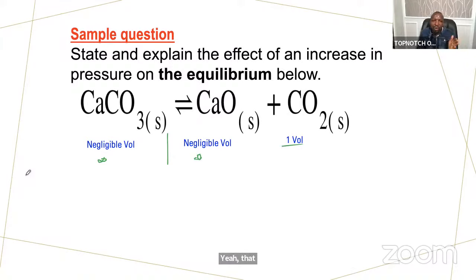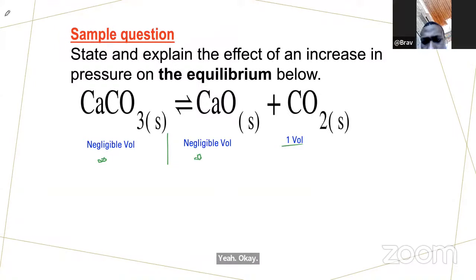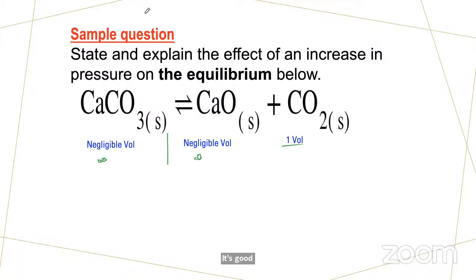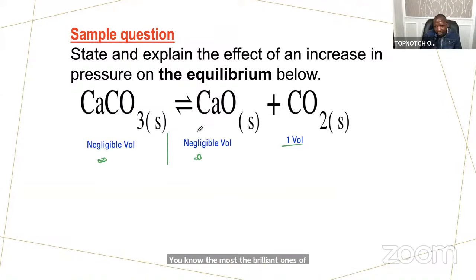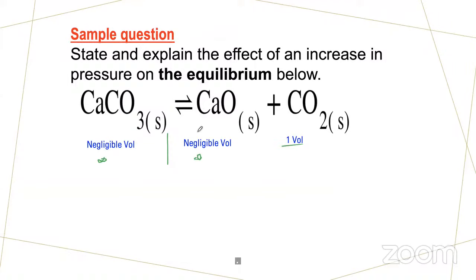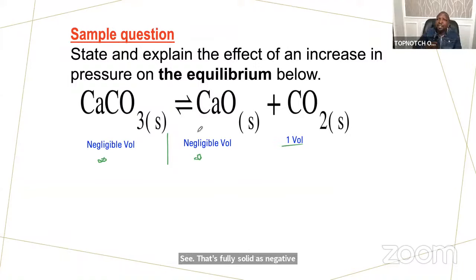The problem with most of you is that you are not listening. Listen to understand. A solid has negligible volume, which is synonymous with infinitesimally small, very, very small. So this side has very small volume for calcium oxide, but carbon dioxide is a gas, so it has volume. Which side has more volume than the other, the left or the right?